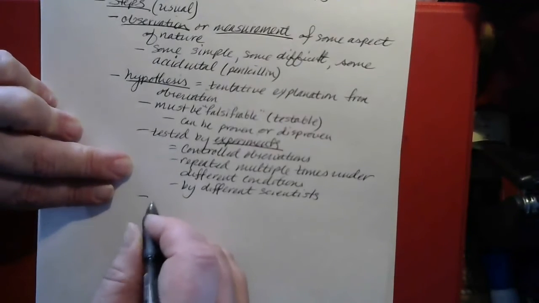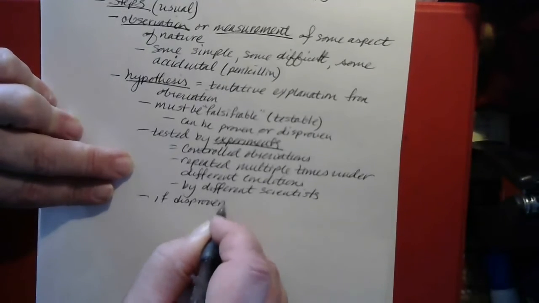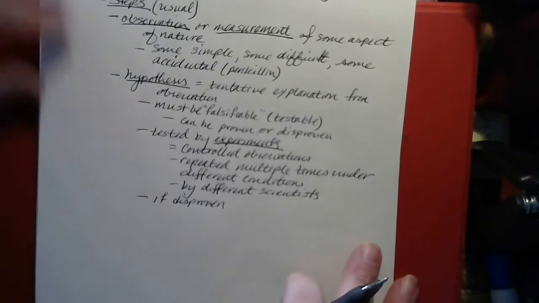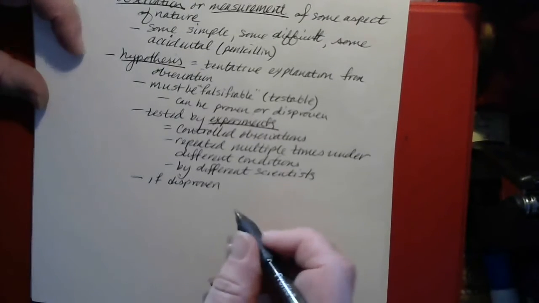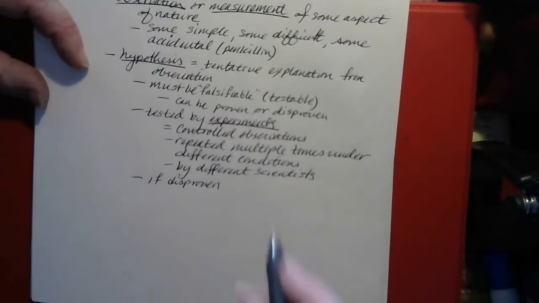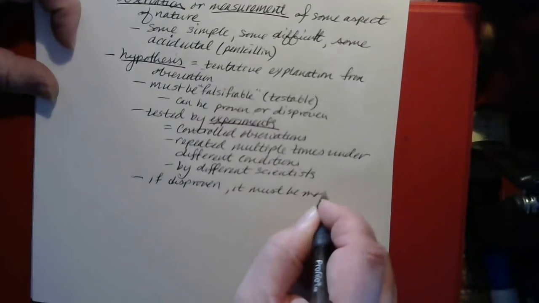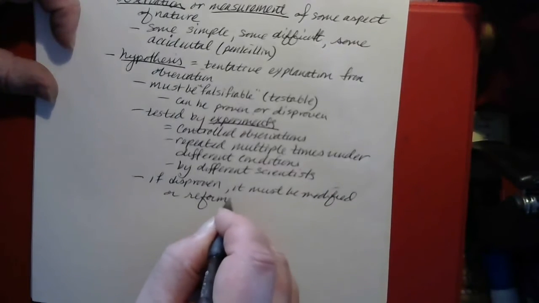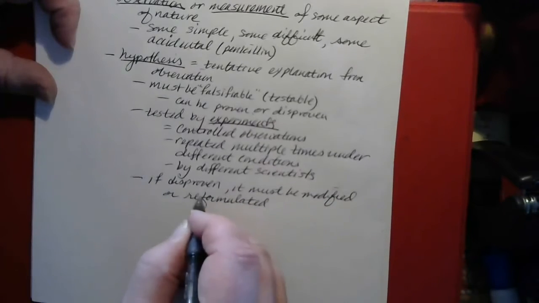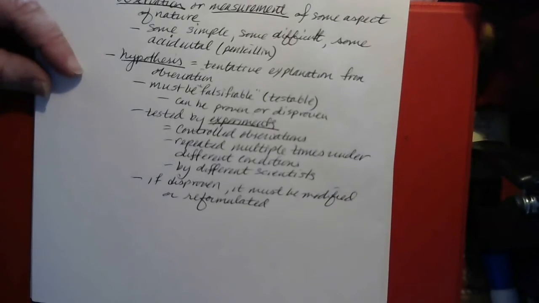If the hypothesis is disproven, that is, multiple other scientists find that they cannot replicate your results, then it has to be either modified or replaced. Or reformulated, as I like to say. Basically, you have to modify it, or completely throw it out and come up with a new one.